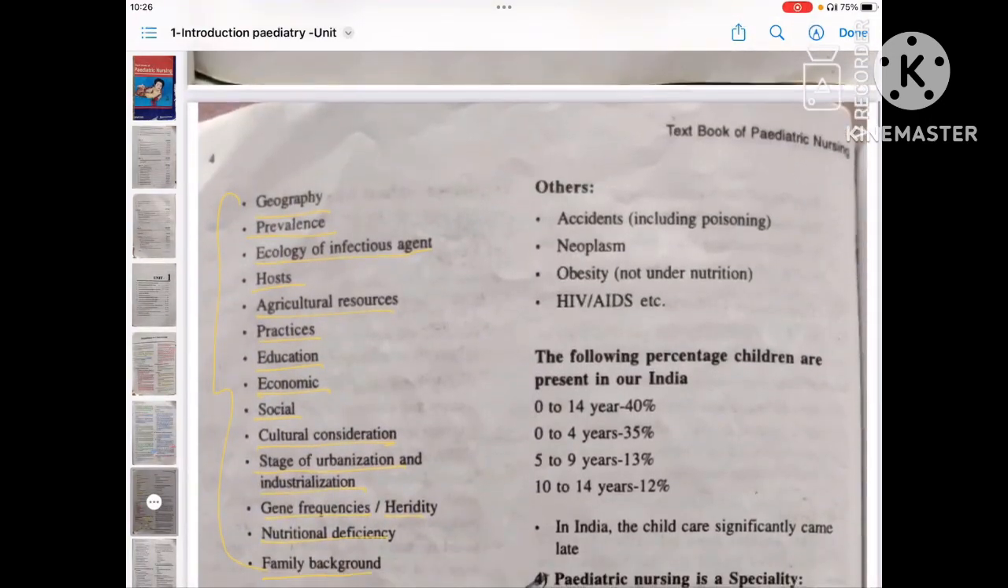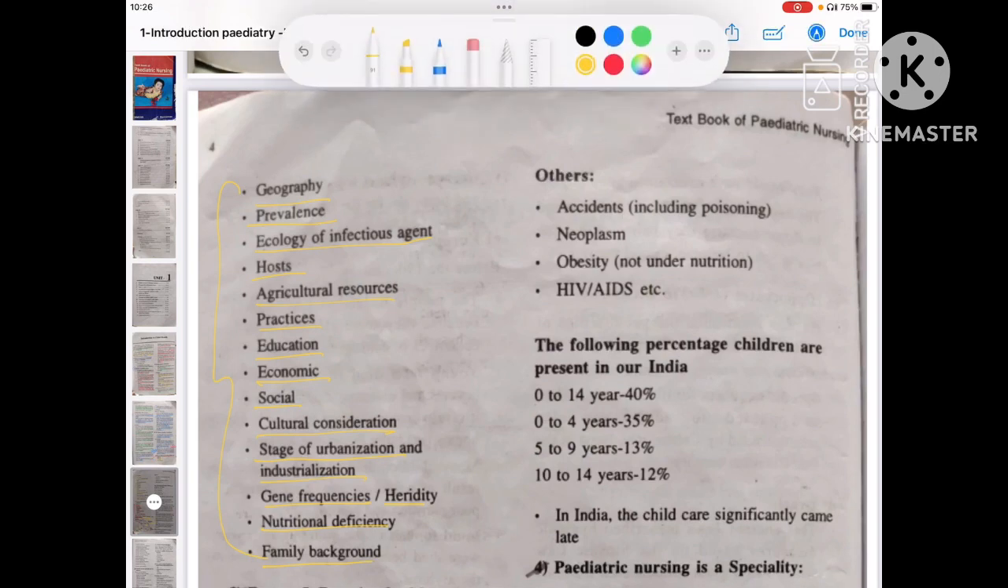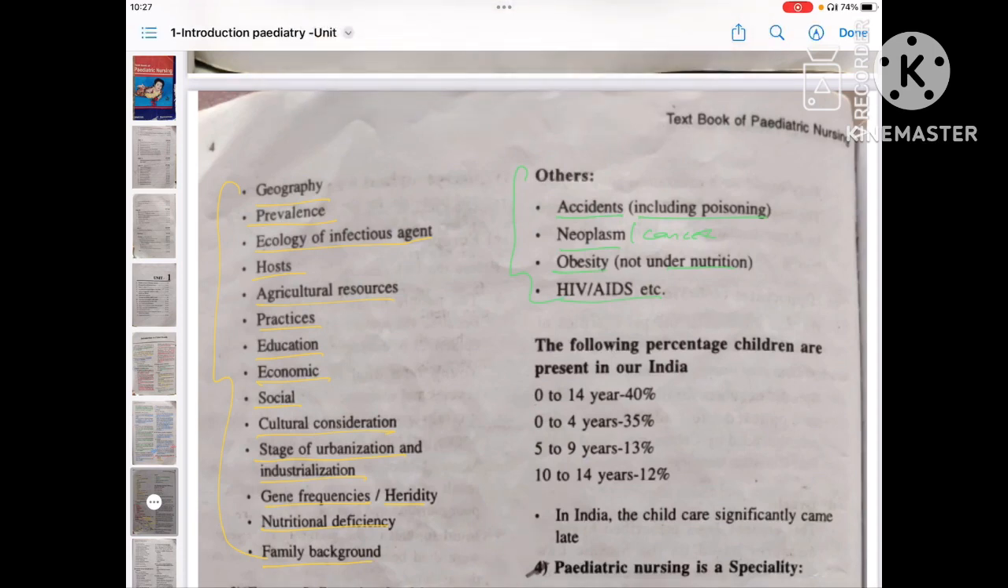Then under others, we can see why the child will get diseases. Others include accidents, including poisoning. Maybe unknowingly the baby or child has taken some poisonous food. The next one is neoplasm, like cancer, we can say abnormal growth, or obesity. It's not under nutrition, it is having more food. Also HIV and AIDS. So these are all the other factors that will affect the disease.